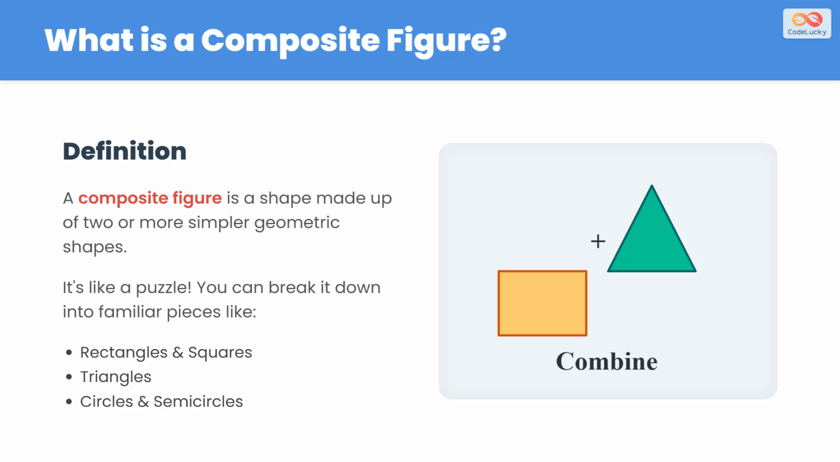So, what exactly is a composite figure? Simply put, it is a shape made up of two or more simpler geometric shapes. Think of it like a puzzle. You can break these figures down into familiar pieces like rectangles, squares, triangles, and circles.